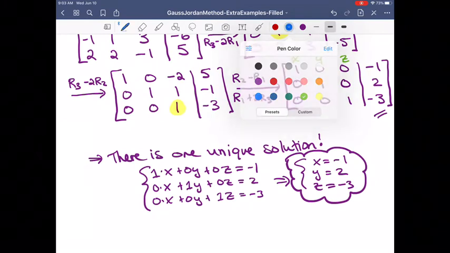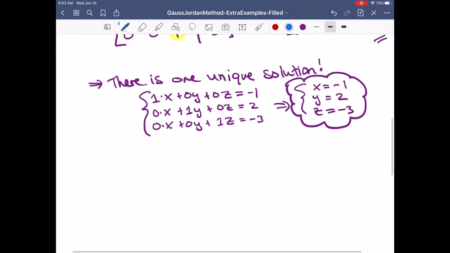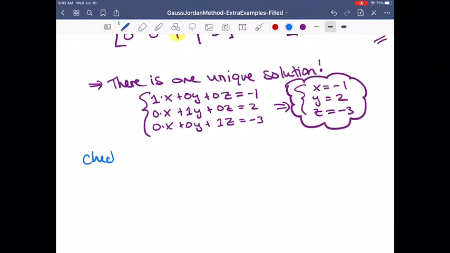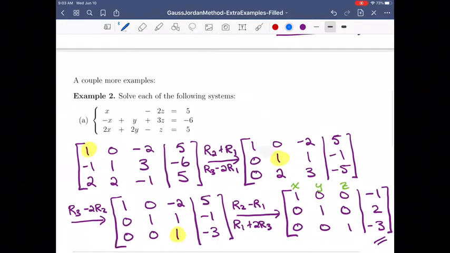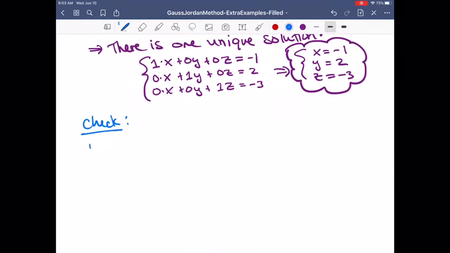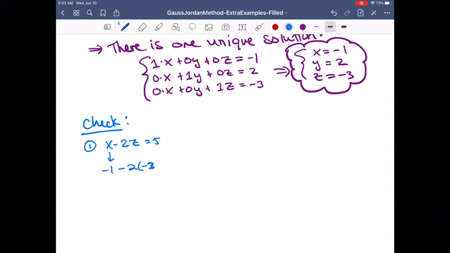Now the nice thing about this chapter is we could check our solution. Okay, so I can plug this in to our original equations. The first one is x minus 2z equals 5. So if I put in x, so -1 minus 2 times -3, that's -1 plus 6, that is 5. Okay, so that one works out.